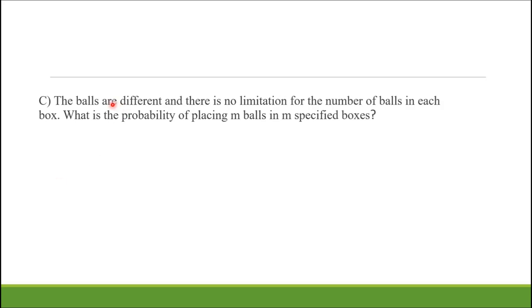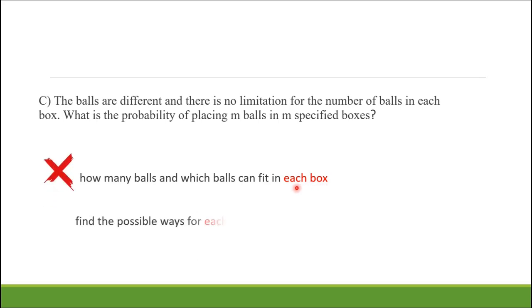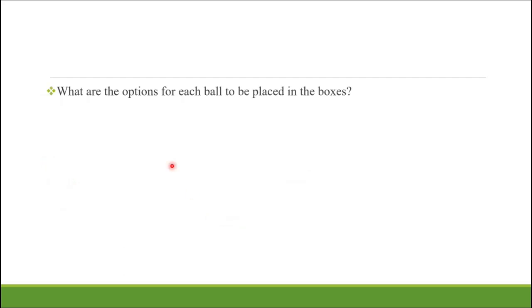Now, imagine balls are different, and there is no limitation for the number of balls in each box. We want to find the probability of placing m balls in m specified boxes. In such questions that there is no limitation, analyzing the potential scenarios of filling each box with different numbers of balls can be difficult. Instead, it seems much easier if we try to find the possible ways for each ball to be placed in boxes. So let's find what are the options for each ball to be placed in boxes.